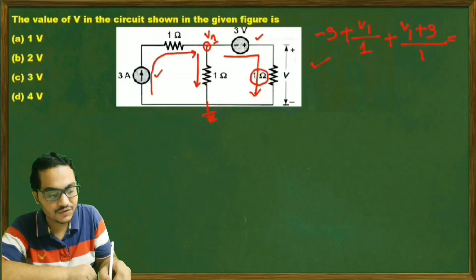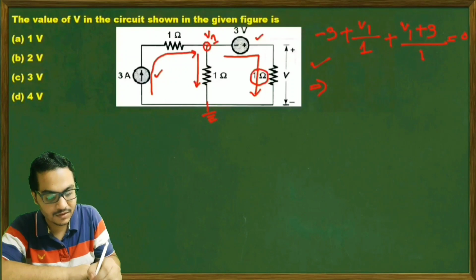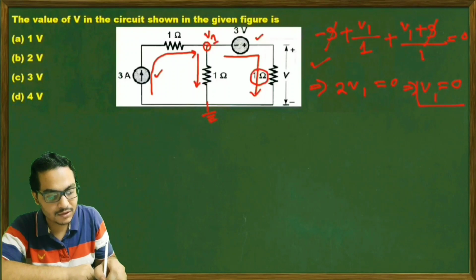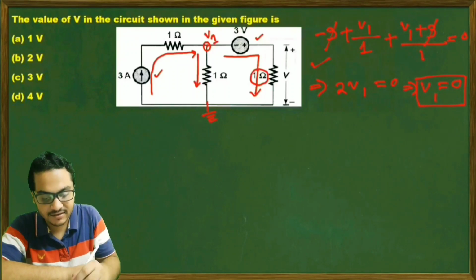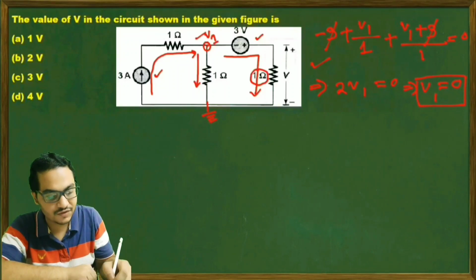This is equal to 0. Now this -3 and this +3 get cancelled out. Now this 2V1 equal to 0. So V1 equal to 0 volt. So voltage at this node will be equal to 0.